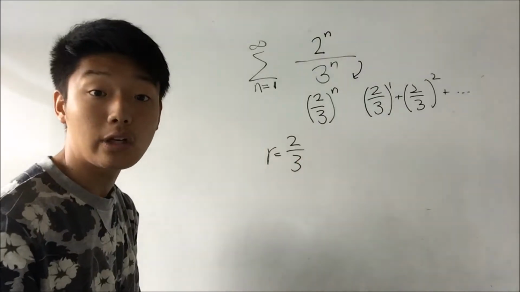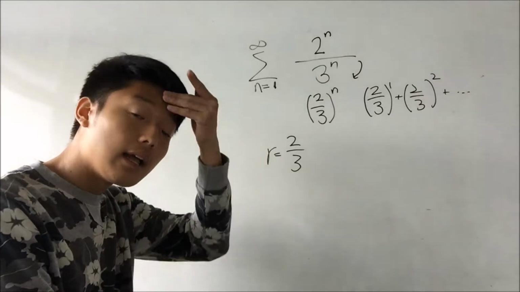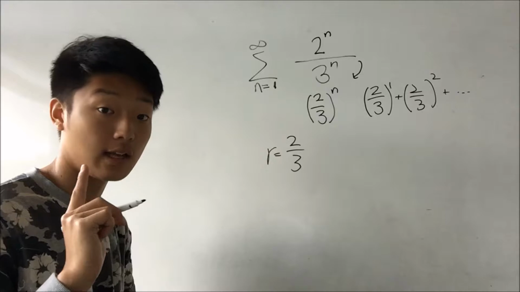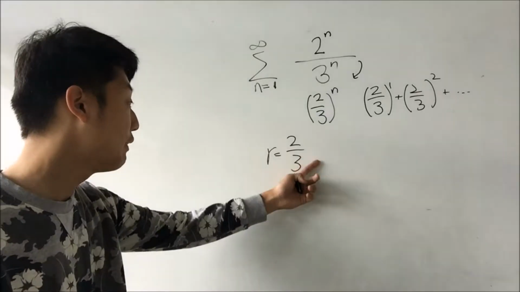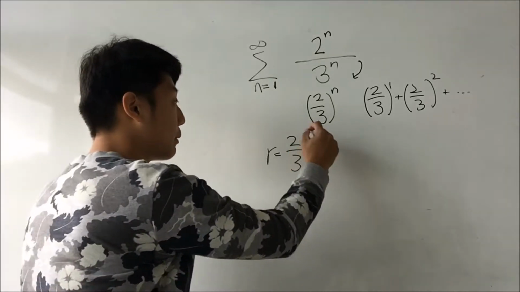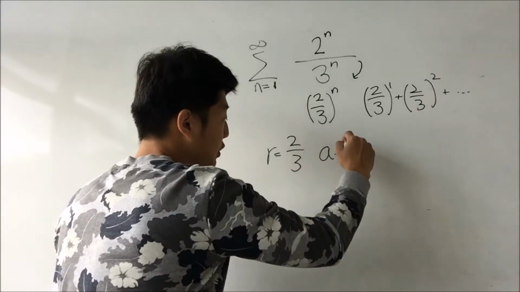And sometimes in the AP Calculus MCQ test, one of the multiple choices is "no, the series diverges." However, we have proved that this converges because r is less than 1, so we can keep going. What's a? 2 over 3.